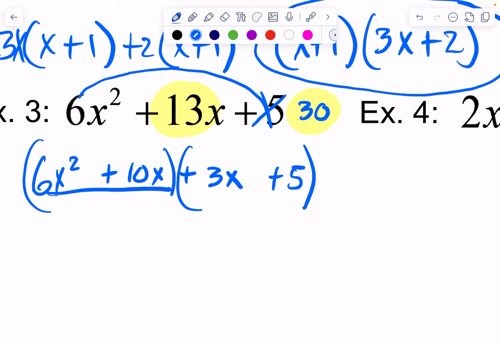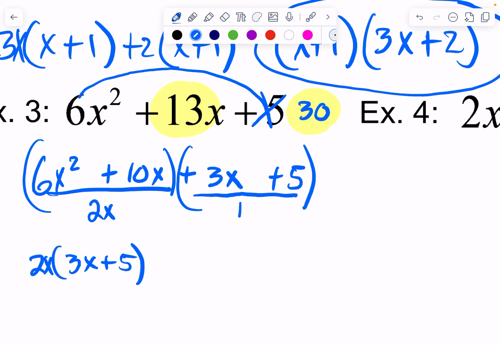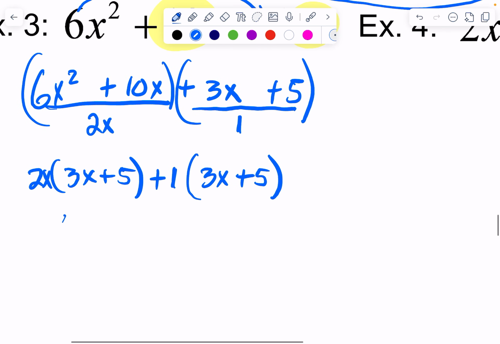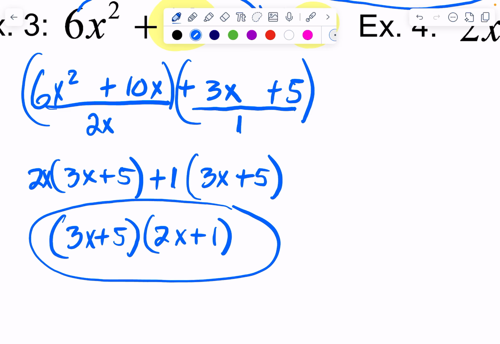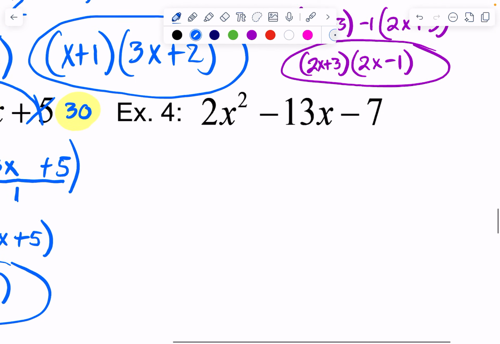So I can factor out from this first binomial a 2x, leaving me with a 3x plus 5. And from this second binomial, we already have a 3x plus 5. So when that occurs, we can just factor out a plain old 1. And we're left with 3x plus 5 once again. And now I can go ahead and group them together, factoring out my 3x plus 5 times my leftover binomial of 2x plus 1.